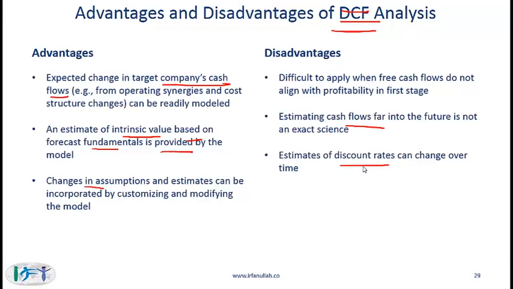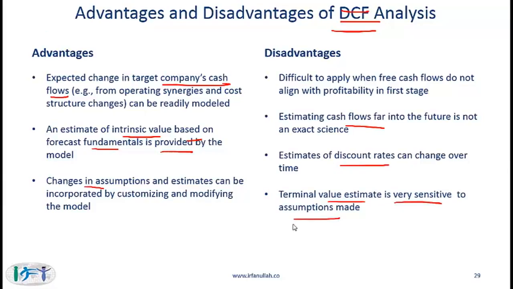Estimates of discount rates can change over time. The company might become more risky, less risky, market interest rates can change, so discount rates can change. And the terminal value is very sensitive to assumptions made. Again, this is something you'll see in equity, but if your growth rate assumption changes from 3% to 2%, that will have a huge impact on the terminal value.